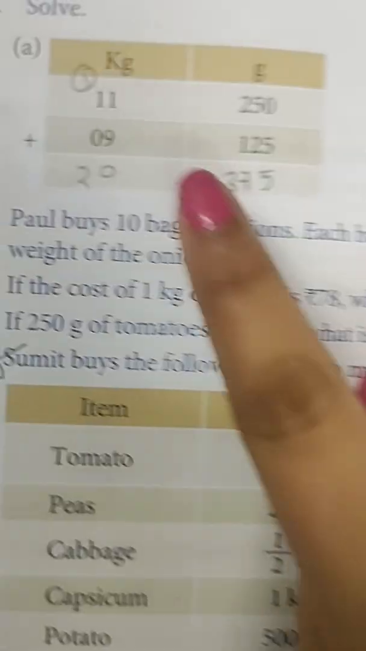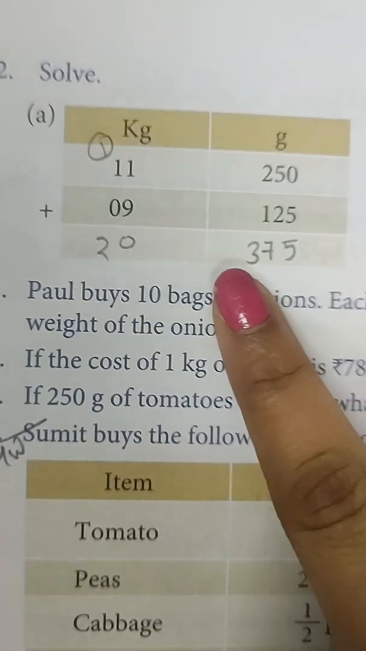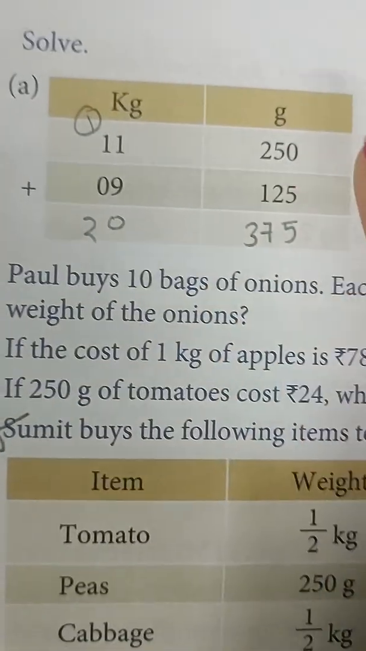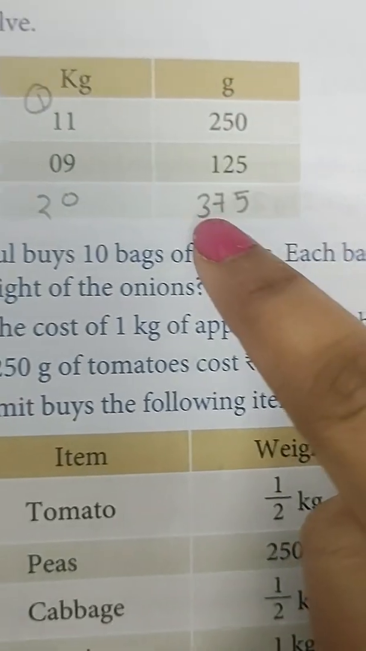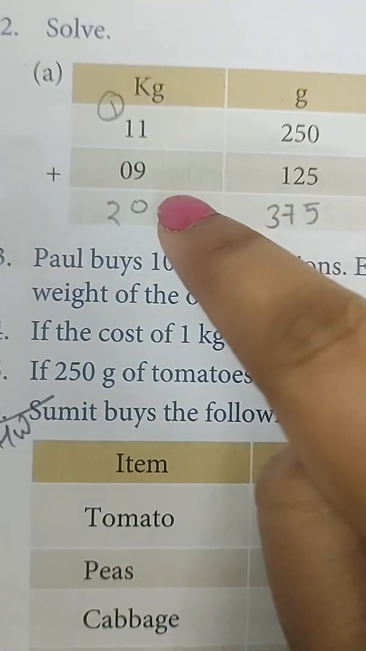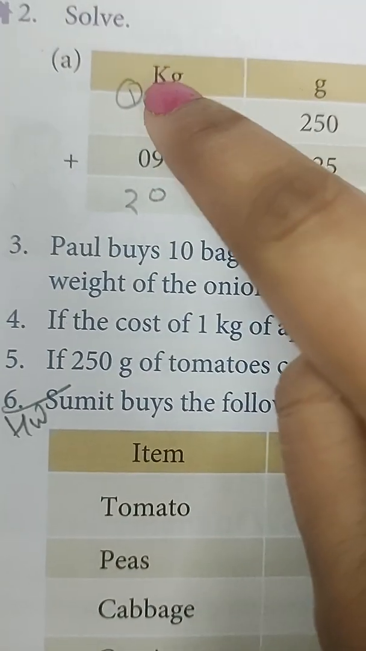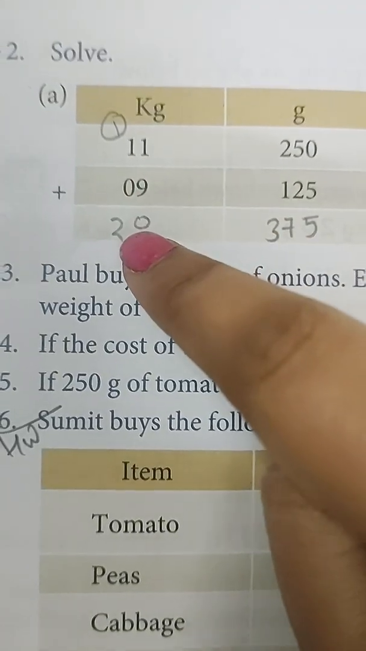Here we are adding and subtracting 2 units of mass. So simple calculation you have to do here. 0 plus 5, 5. 5 plus 2, 7. 2 plus 1, 3. 1 plus 9, 10. 0 here, 1 up. 1 plus 1 plus 0, 2.